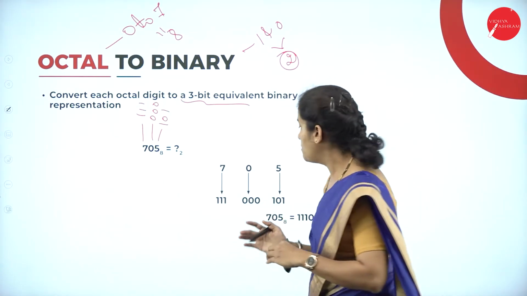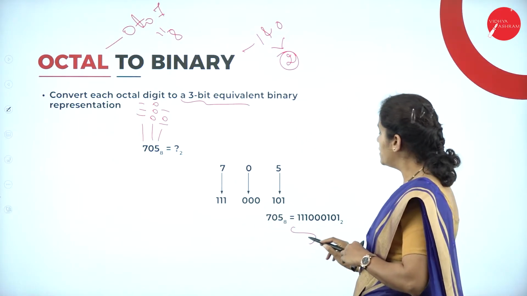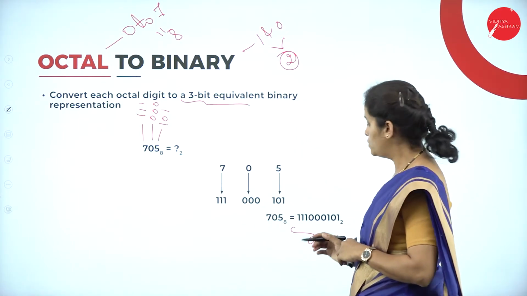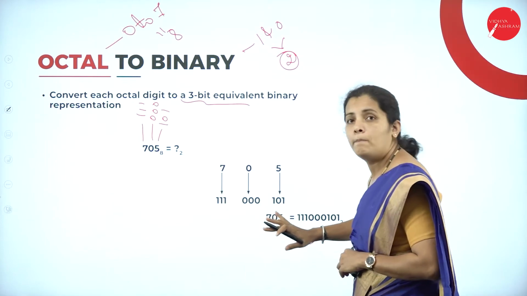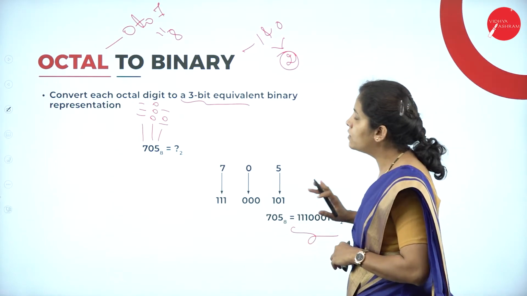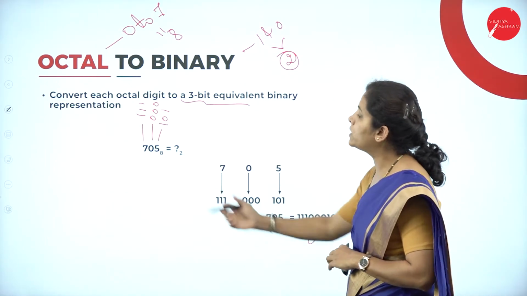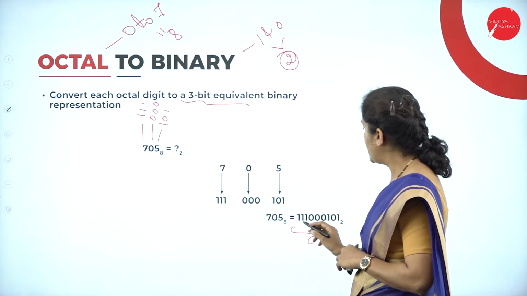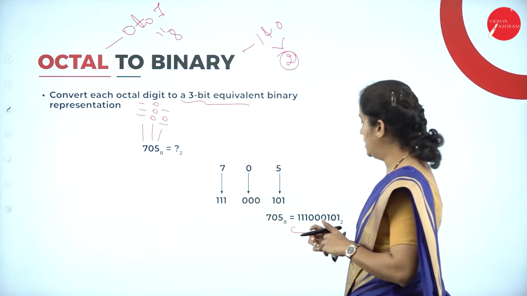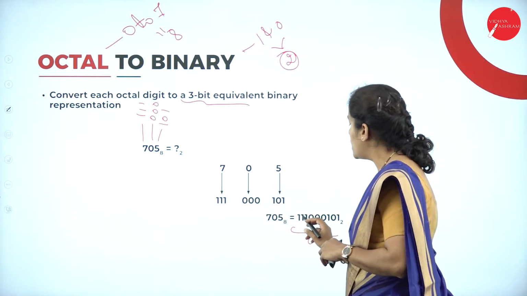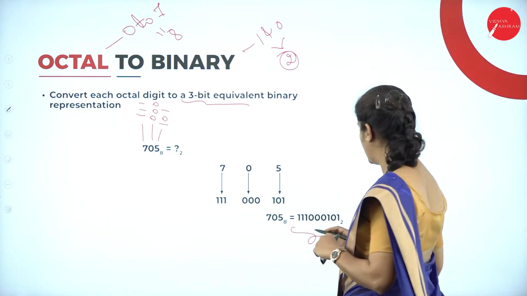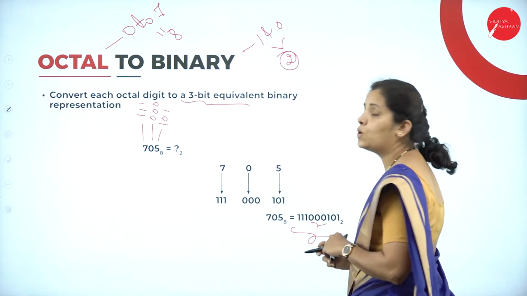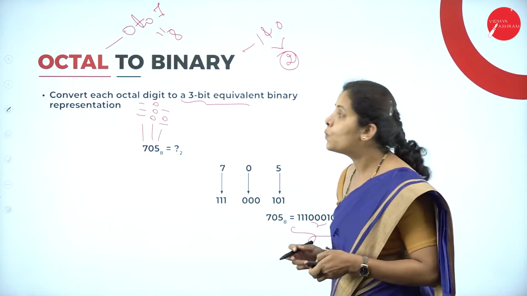At the end, I'm going to write all 3 values together. So this is the binary representation of the octal number. What's the octal number here? It is 705. And what's the binary equivalent? It is 111, that is 3 times 1, then 3 times 0, then 101.